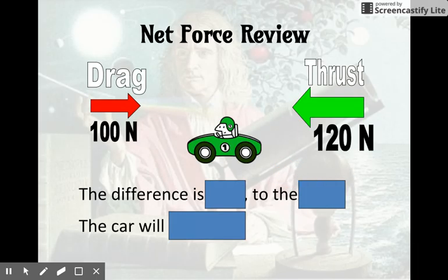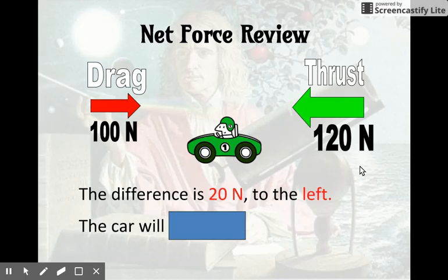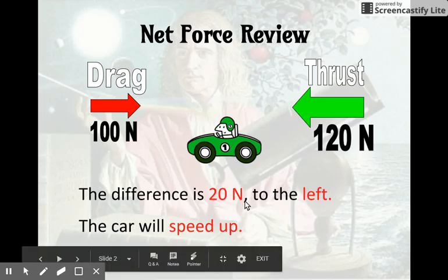So let's review what we talked about last class with net force. Remember, net force is the total of all forces acting on an object. So if we have a race car here, which experiences 100 newtons of drag and 120 newtons of thrust, what would be our net force, or the difference? And so we would just subtract them. So 100 minus 120 gives us a difference of 20 newtons, and it's going to move left, and the car should start to speed up because we're experiencing a net force of 20 newtons.